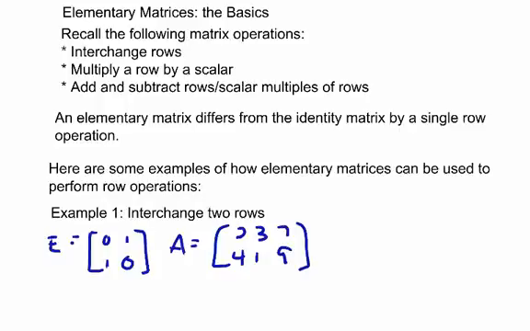The challenge in working with elementary matrices is knowing which elementary matrix will perform a specific row operation. Pay careful attention to these examples so that you can perform similar row operations for different matrices. So here, we want to interchange rows 1 and 2 on matrix A, so we chose the elementary matrix E equals 0, 1, 1, 0.